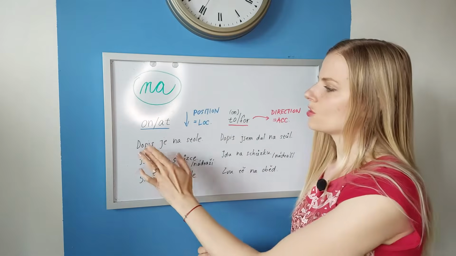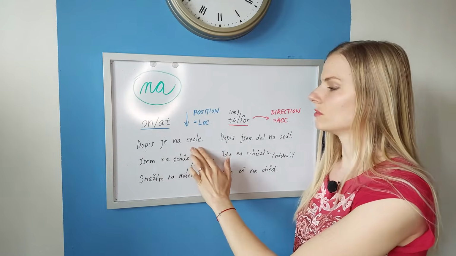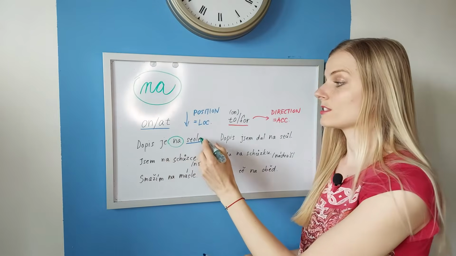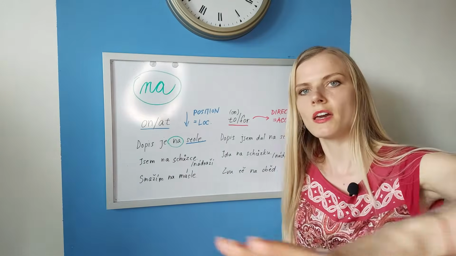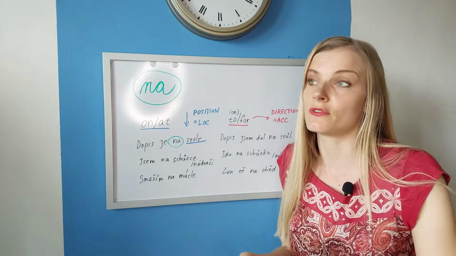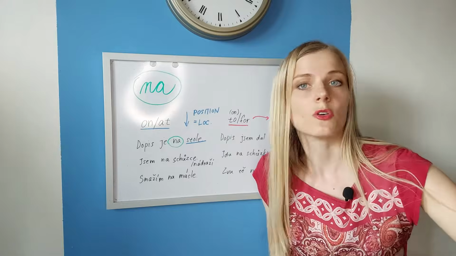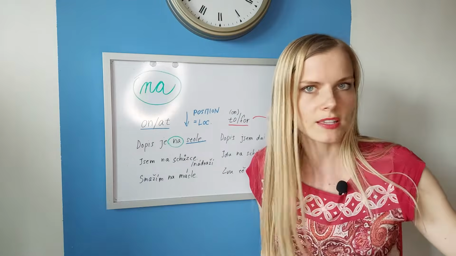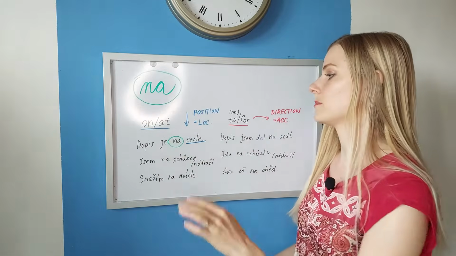For example, dopis je na stole. The letter is on the table. Na stole. Na plus locative. On the table. Table has a surface, it's on top. It's on this surface, na stole. The same way as if you were describing something being on the floor or on the ground. Na zemi, na podlaze, also locative, and we would translate it as on.